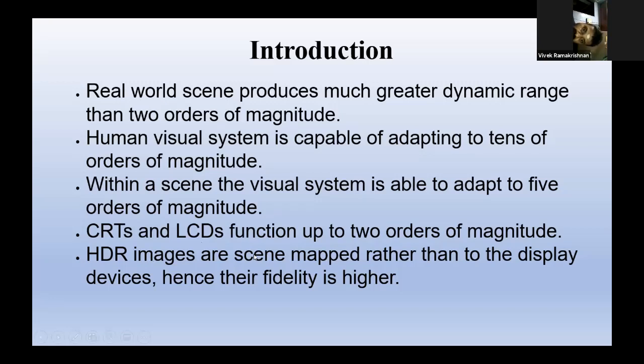Now HDR images are basically scene mapped rather than mapped to the display devices, and hence their fidelity is higher. Now, what does this mean? This means that the scene has to be captured. So the details of the scene have to be captured rather than bothering about making the image display onto the display device, right? That is why the fidelity of the HDR images is higher. If we just bother about the display device and then adjust the exposure setting for capturing the images, then we may not capture the actual details present in the scene. So that is a problem, right?